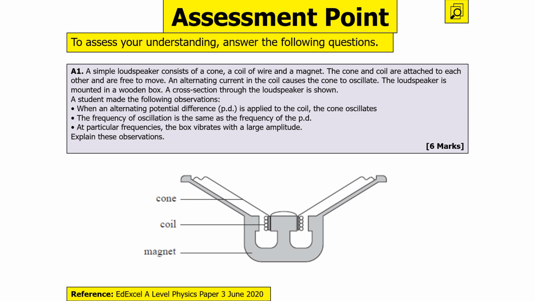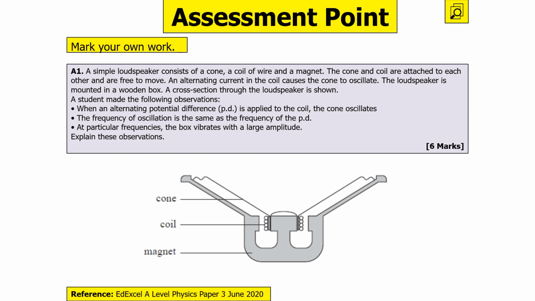When an alternating PD is applied, the cone oscillates. The frequency of the oscillation is the same as the frequency of the PD, and at particular frequencies the box vibrates with a large amplitude. Explain these observations. So pause the video now, then unpause the video when you want to go through your answers.